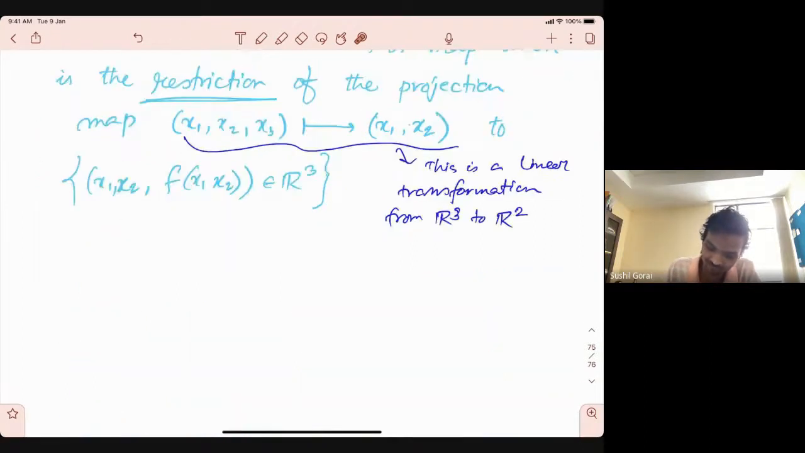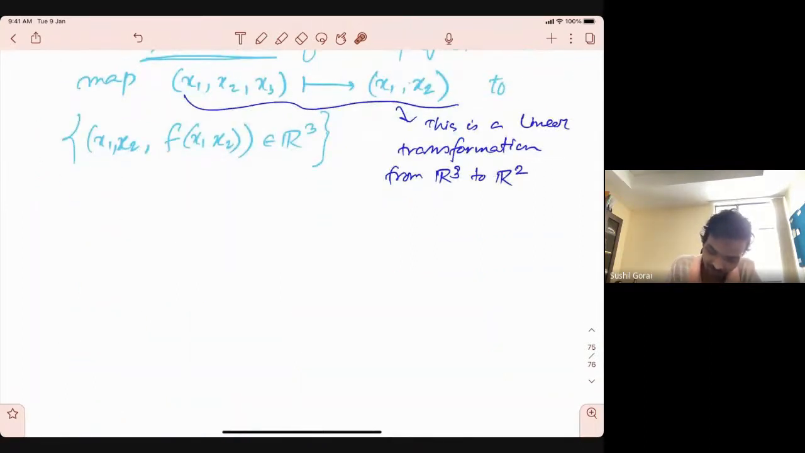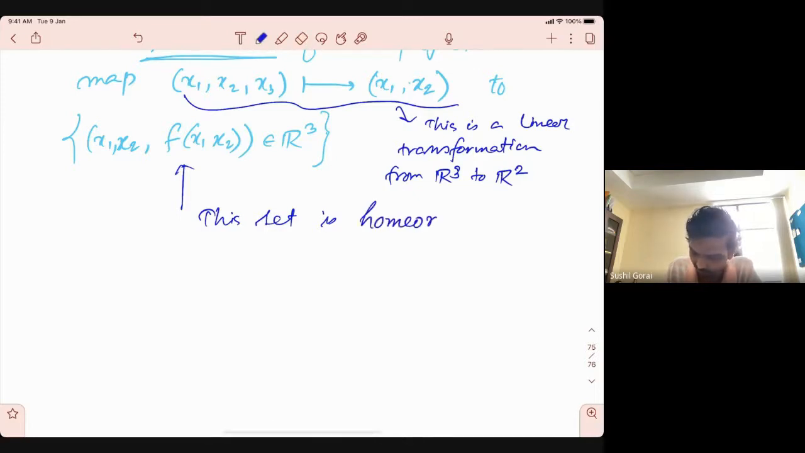right? So this set is homeomorphic to R2, right?